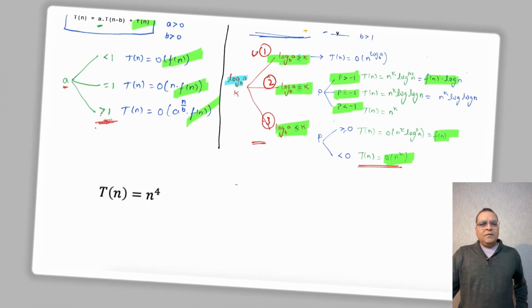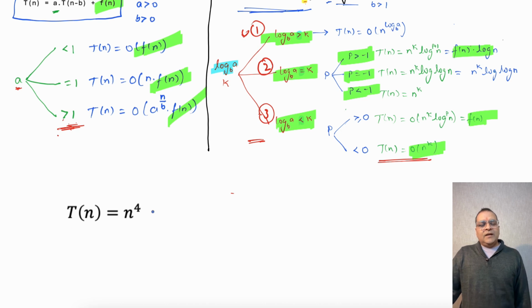That's it. What if the equation is simply Tn is equal to n raised to the power 4? It essentially means that this is not a recursive function because Tn is not defined in terms of T of n minus b or T of n divided by b. If this is not a recursive function, it means that the function is called only once. And if the function is called only once, the function takes n raised to the power 4 time. This means that the function is big O or theta of n raised to the power 4.